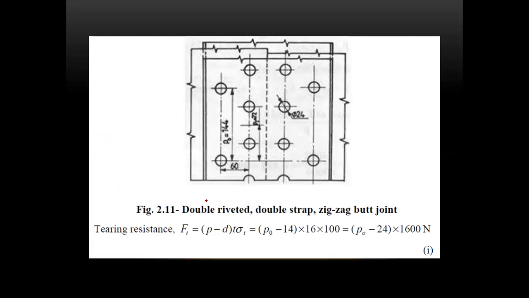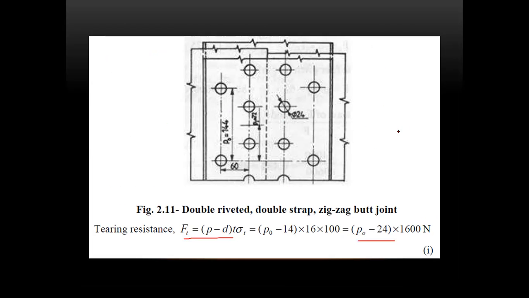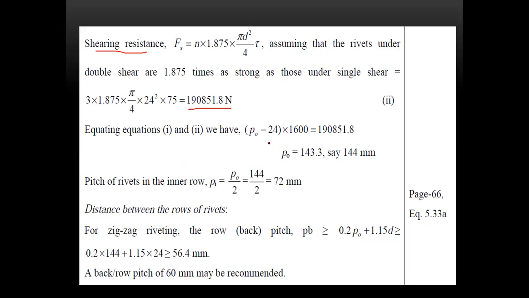See here, double riveted, double strap, zigzag butt joint. The tearing resistance Ft is equal to (P minus d) t into sigma t. Shearing resistance Fs is equal to n into 1.875 into pi by 4 d square into tau. So after calculating this, you are getting this. Now equating 1 and 2, equating this 1 and this 2.